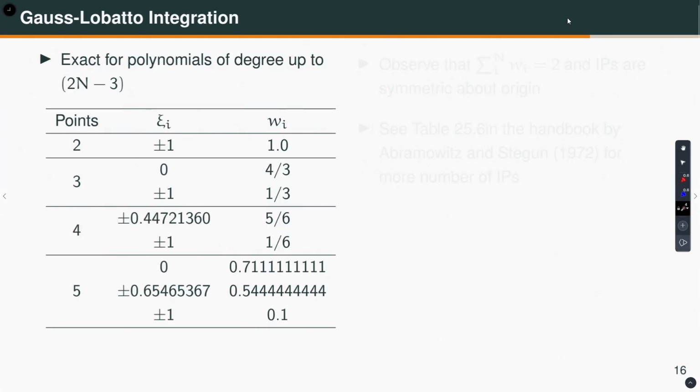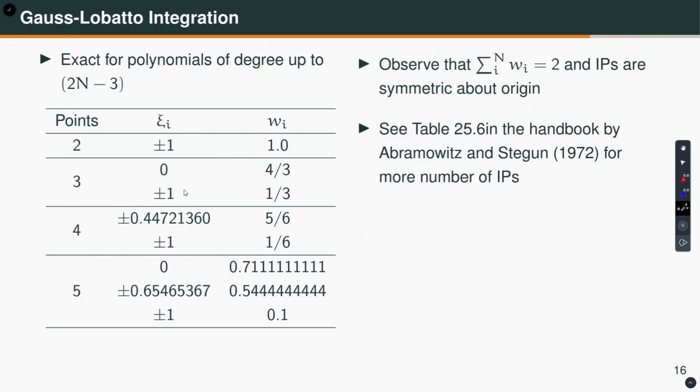Now, let me talk about briefly the Gauss-Lobatto integration, which is exact for polynomials of degree up to 2n minus 3. As you can see, this is less accurate compared to the Gauss-Legendre. Okay. So, here you can have 2 integration points. The locations are at the 2 ends, plus 1 and minus 1, and the weights are 1. For 3 integration points, 1 is at the middle and 2 are at the ends. So, in this case, you always have 2 integration points at the ends of the element. Okay. Again, observe that if you sum the weight for every case, the summation is equal to 2.